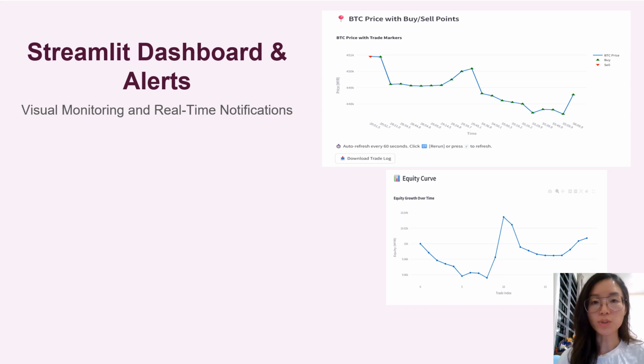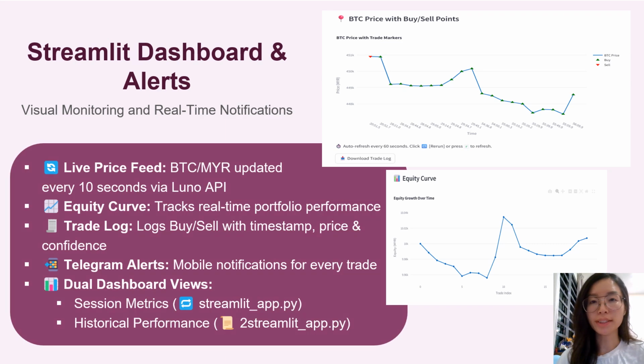To monitor our trading bot, we developed a three-tier Streamlit dashboard system. First, the live feed dashboard pulls Bitcoin MYR data from the Luno API every 10 seconds. Second, the real-time execution dashboard shows equity movement and trade logs in sync with our XGBoost model's predictions. Third, the historical dashboard visualizes cumulative equity, win rate, and return metrics to assess long-term performance.